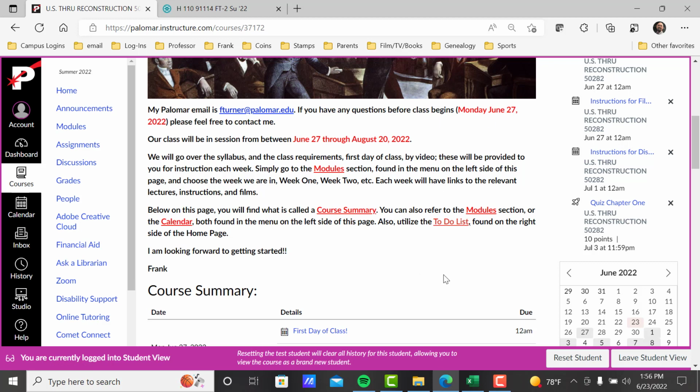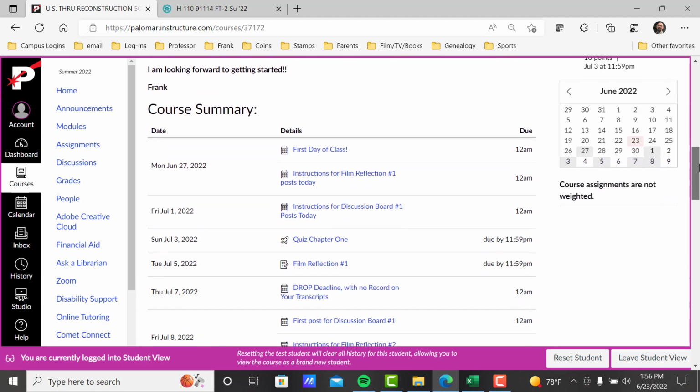Okay, there's four places on the homepage that you need to know about. First one is modules. I'm going to put that aside for a minute. That's over here on the left menu. I'm going to go over that in a minute. Let's look at the other three first. So course summary is at the bottom of the homepage. You see it right here.